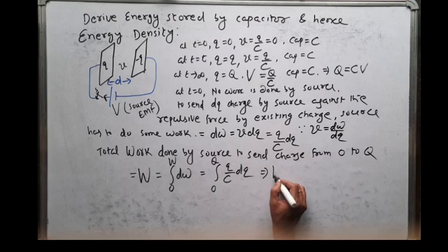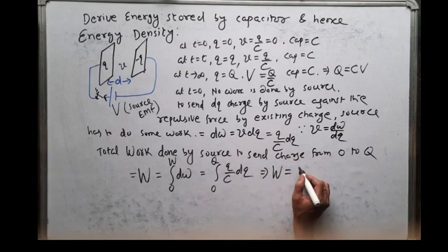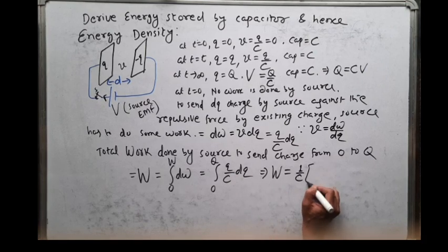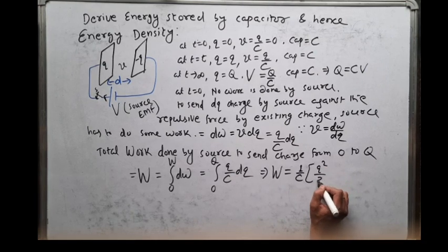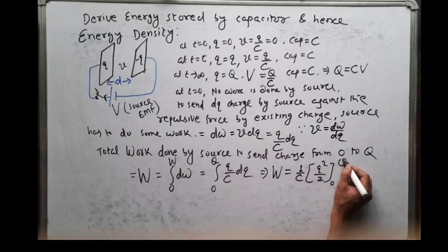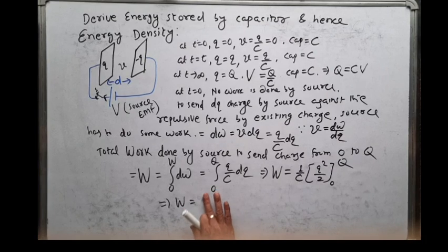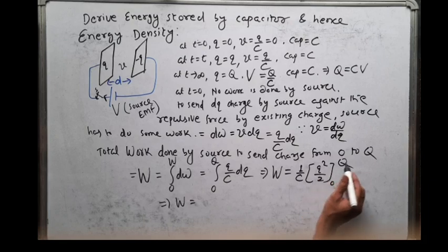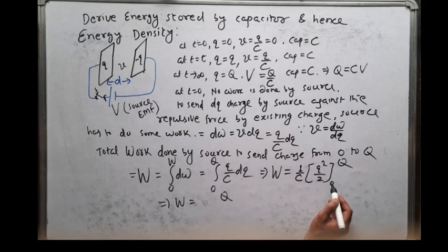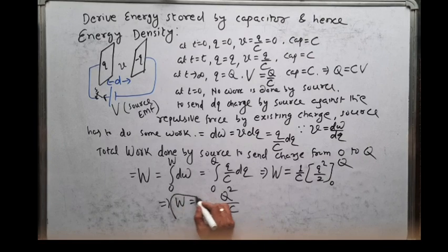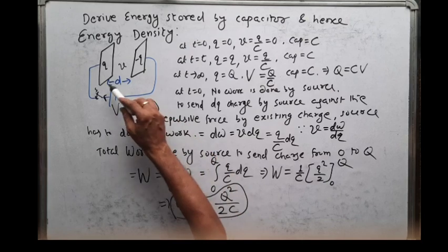So W is equal to 1 by C, where C is the capacitance, which is constant, times the integration of q dq. What is the integration of q dq? It is q square by 2, with lower limit 0 and upper limit Q. So the work done is 1 by C into Q square by 2, putting the limits: Q square minus 0 square. So Q square by 2C is the work done by the source to send the charge from 0 to maximum, that is Q.